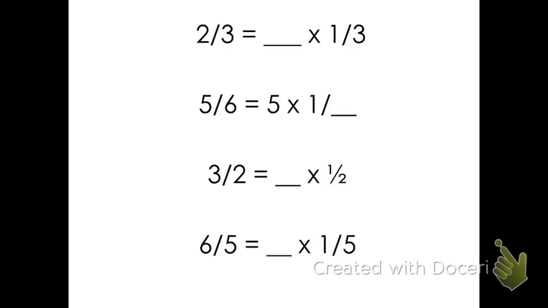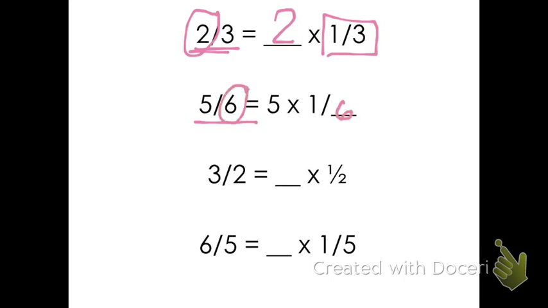So we're going to look at how I might solve each one of these. When I'm multiplying times a unit fraction, it's always one part of whatever the fraction is. So in this one, if I'm looking at 2/3, the numerator tells me my whole number that I'd multiply 2 times 1/3. 1/3 is the unit fraction because it's one piece of thirds. So this time, I could multiply 5 times 1/6.